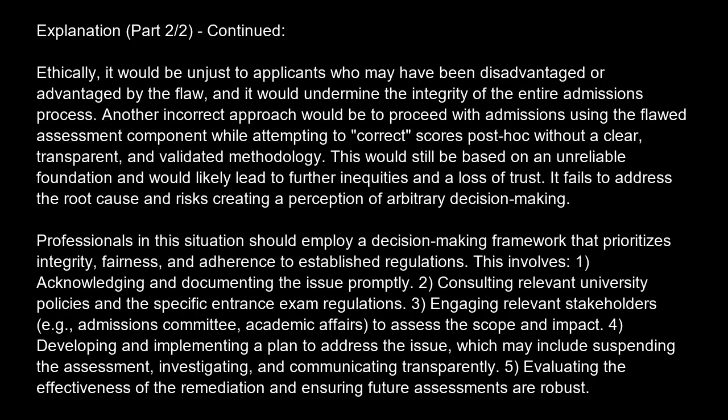Professionals in this situation should employ a decision-making framework that prioritizes integrity, fairness, and adherence to established regulations. This involves: 1. Acknowledging and documenting the issue promptly. 2. Consulting relevant university policies and the specific entrance exam regulations. 3. Engaging relevant stakeholders, e.g., admissions committee, academic affairs, to assess the scope and impact. 4. Developing and implementing a plan to address the issue, which may include suspending the assessment, investigating, and communicating transparently. 5. Evaluating the effectiveness of the remediation and ensuring future assessments are robust.